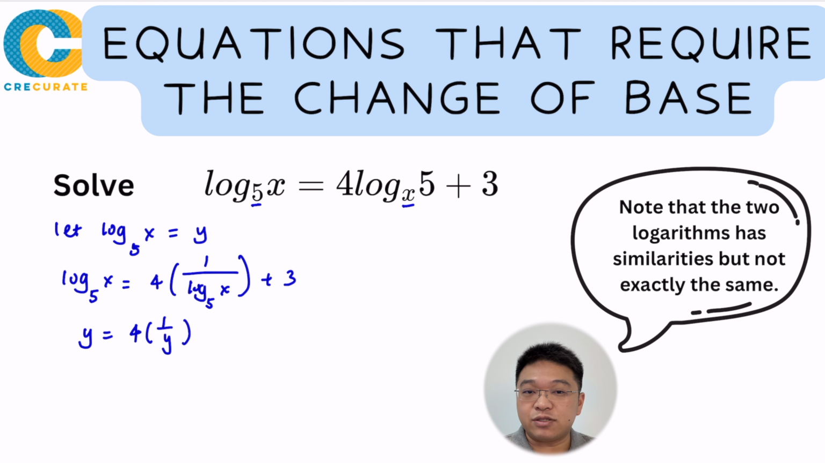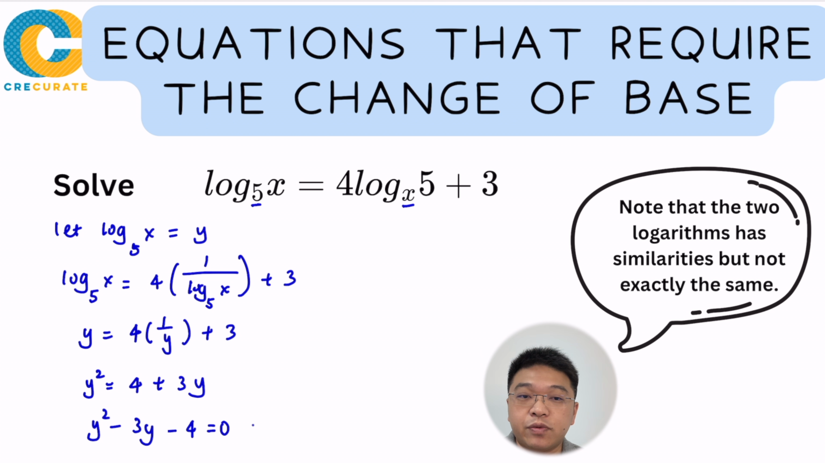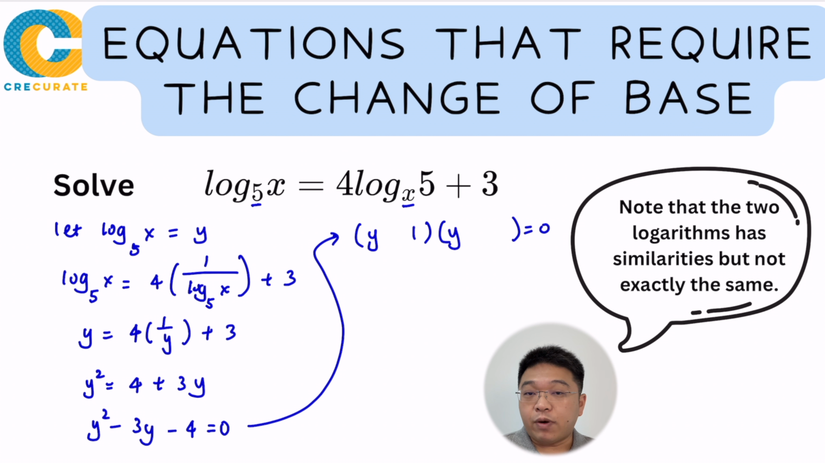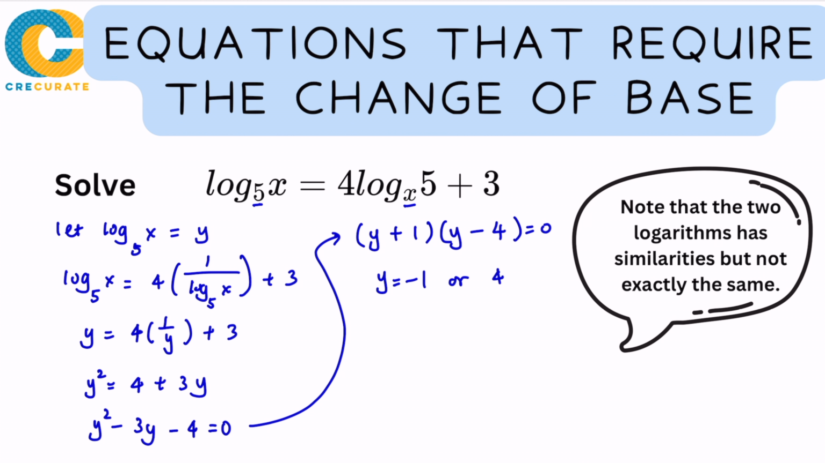And in fact, this is what we call a quadratic equation in disguise. So after I replace by y, I multiply all the terms by y, and I get a quadratic equation, which is y squared equals 4 plus 3y. Rearrange it, factorize it, and I will get (y plus 1)(y minus 4) equals 0. So y will be equal to negative 1 or y equals 4.